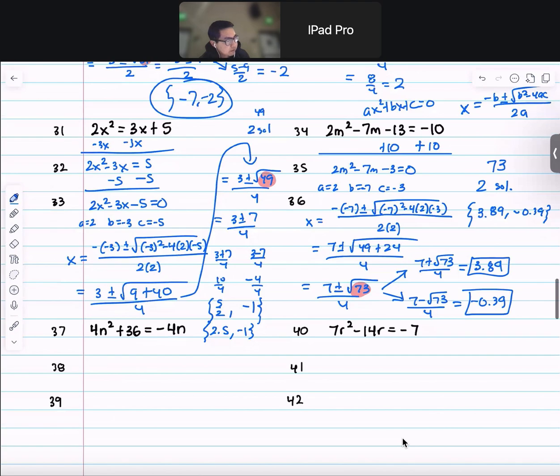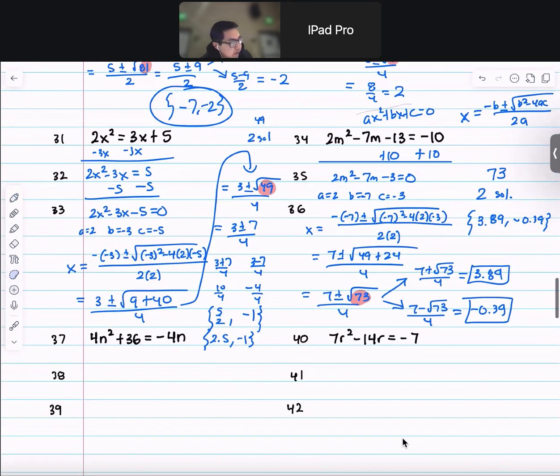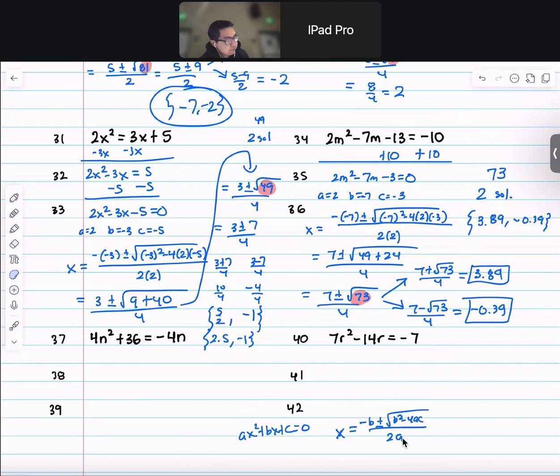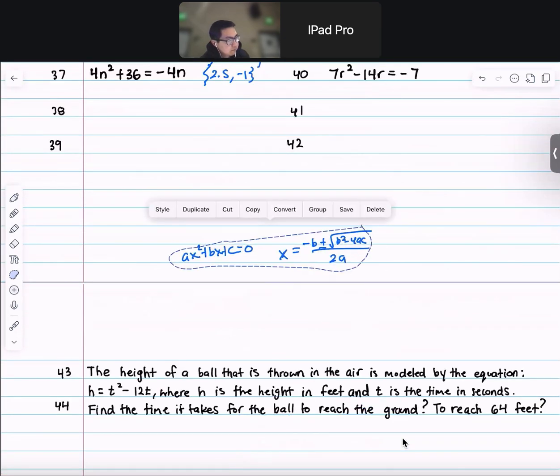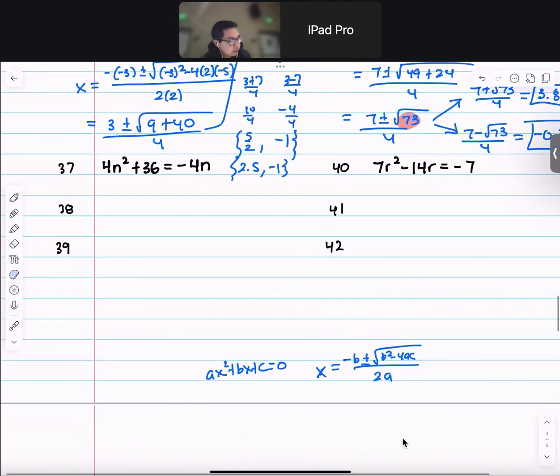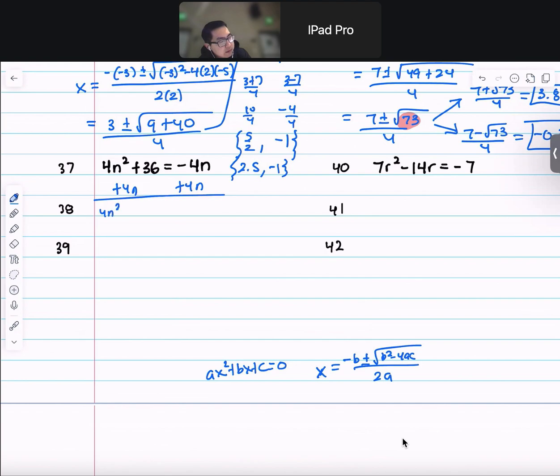The next one. Again, I'm gonna drag these because these are essential, right? Okay, so we do need to make sure the equation is equal to 0, so it is not right now. So what I'm going to do is add 4n to both sides, right? That can't combine with anything, so scooch it in the middle, right? And then we have everything we need. So a equals 4, b equals 4, and c is equal to 36.